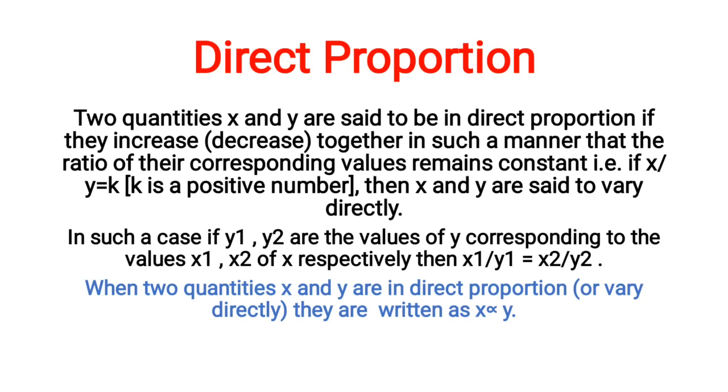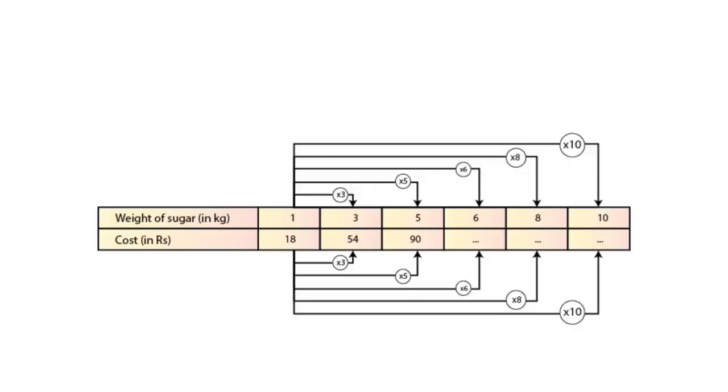In such a case, if y1 and y2 are the values of y corresponding to the values x1 and x2 of x, then x1 upon y1 would be equal to x2 upon y2. Also, when x and y are in direct proportion, they are written as x proportional to y. Let us take an example to understand more about direct proportions.